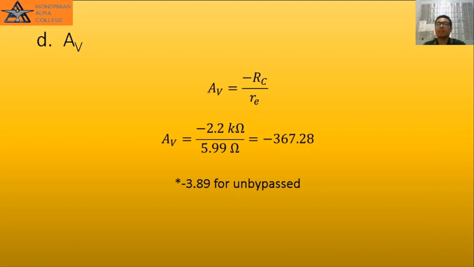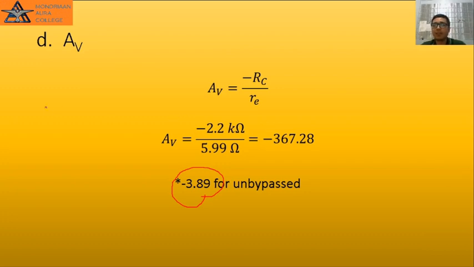For the gain, so dito na tayo magkakatalo ngayon sa ating gain, no? Isa-substitute lang natin yung values for R sub C and R sub E. R sub C is 2.2 kilo ohms. Ang R sub E natin is 5.99 ohms. So the voltage gain is equal to negative 367.28. Sa unbypassed na na-calculate natin last time, kita nyo ang baba. So sobrang layo ng difference ng voltage gain ng unbypassed configuration tsaka ng fully bypassed configuration. So tignan nyo naman, no? Hundreds, no? Yung difference nila in terms of the voltage gain.